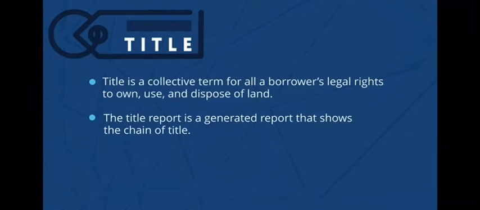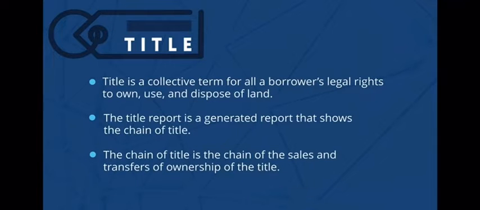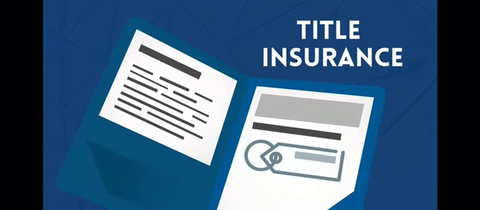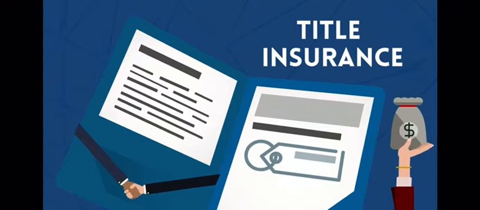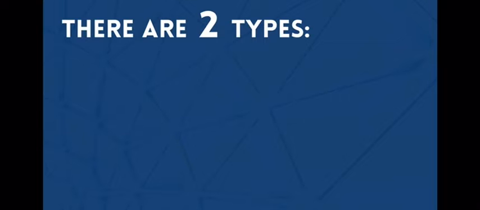land. The title report is a generated report that shows the chain of title. The chain of title is the chain of the sales and transfers of ownership of the title. Title insurance protects the borrower and the lender from any flaws in the title from the date of the closing and before. There are two types.